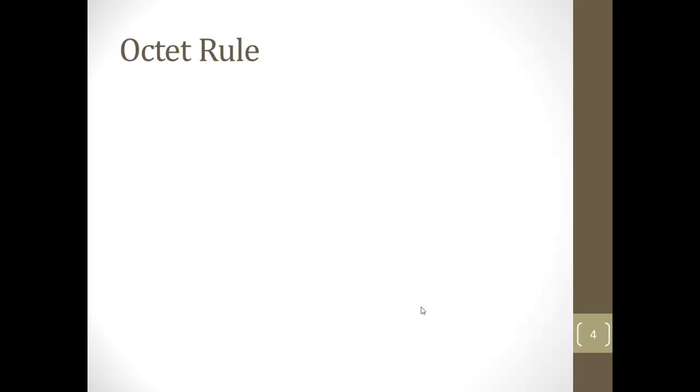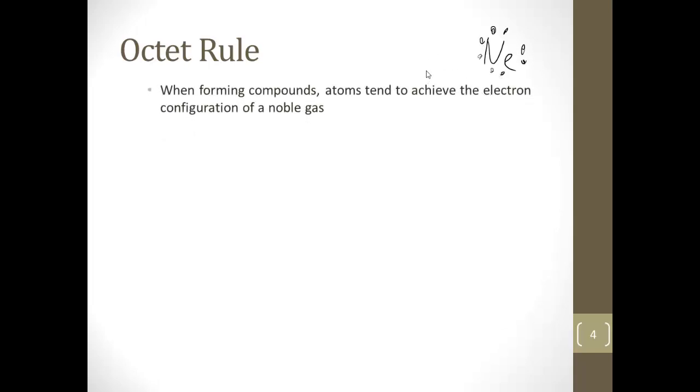Another rule that I've been alluding to from time to time in class is the octet rule. Let's think of a noble gas like neon. That's two s's, and then 1, 2, 3, 4, 5, 6 p electrons for a total of 8 valence electrons. When forming compounds, atoms tend to achieve the electron configuration of a noble gas. Like I've said, they all want to look like these noble gases, so they all want the same number of electrons as a noble gas. They want these 8 valence electrons.